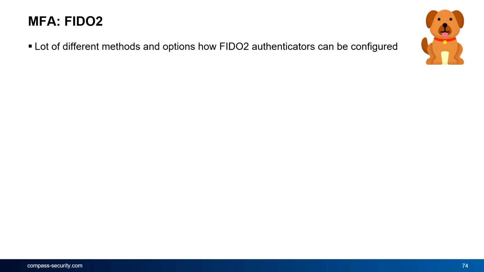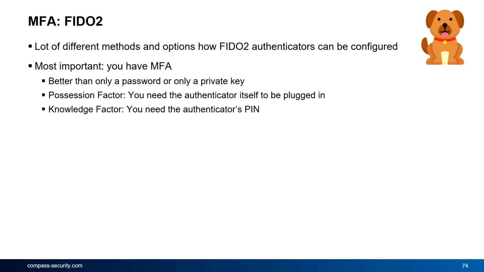So now you have seen there are a lot of different methods and options for how you can use and configure FIDO2 authentication. The most important part is that if you use FIDO2, you have MFA, and this is better than using just a password or only a private key. So you have the possession factor. This means you always need the authenticator itself to be either plugged into your computer, or you need the TPM of the device. And also you need the knowledge factor, so you need the PIN of the authenticator. Without these two things, you won't be able to authenticate.